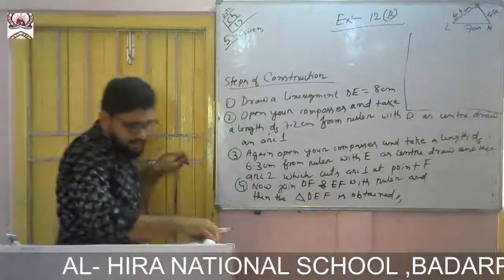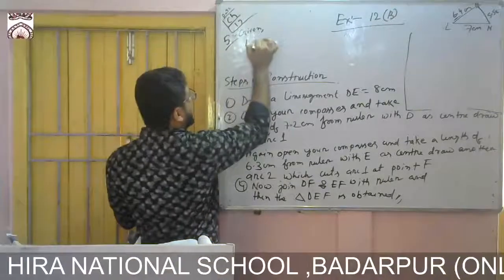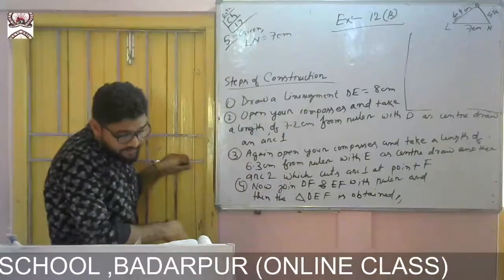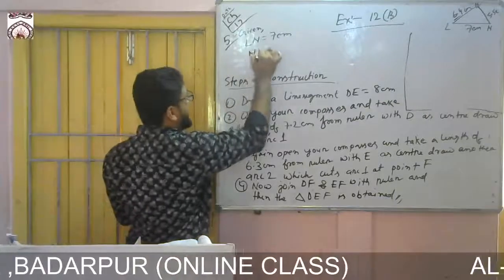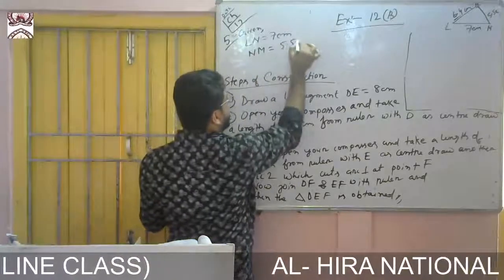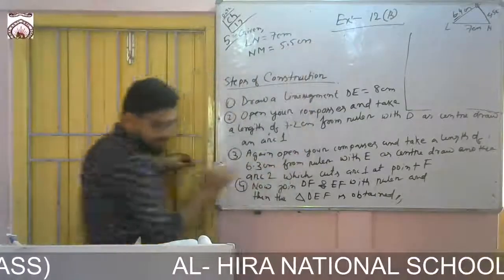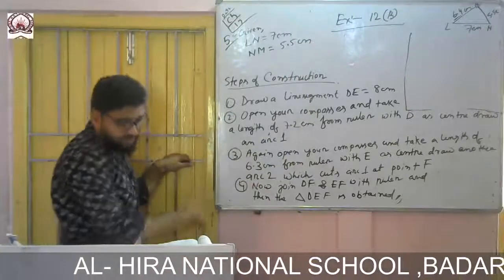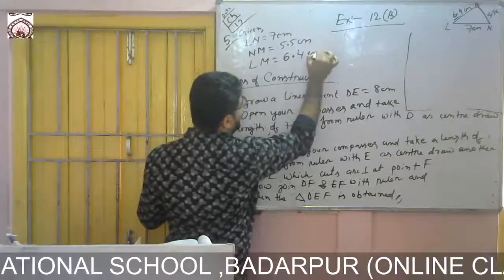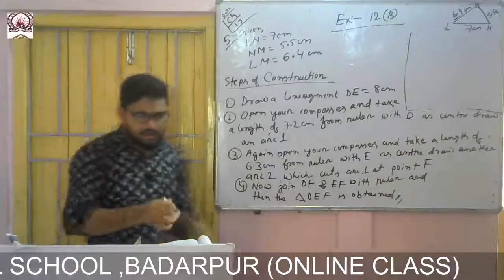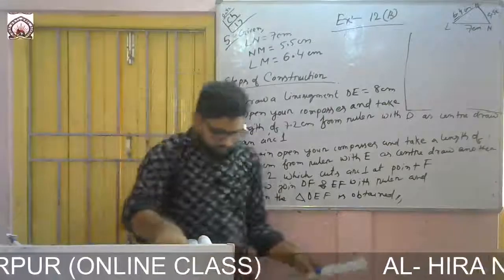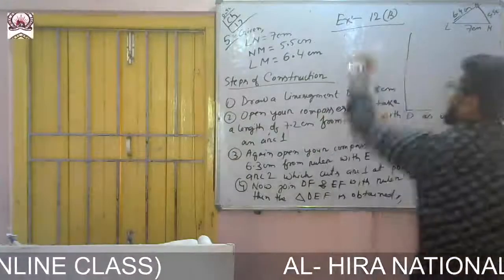We need to write LN equals 7 centimeter, then NM equals 5.5 centimeter, then LM equals 6.4 centimeter. Okay, now let us come to solve. So LN is 7 centimeter.